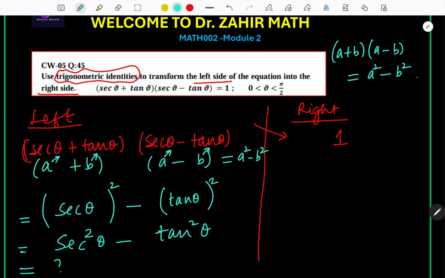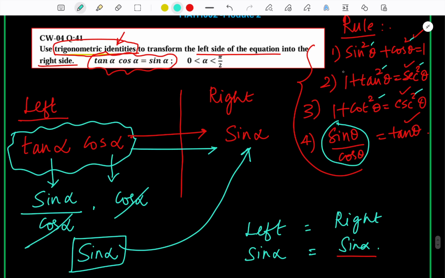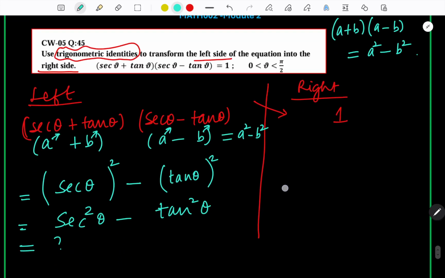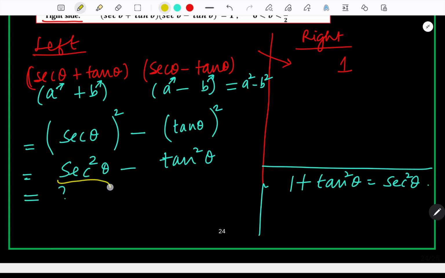What is this answer, teacher? Yes, for this you need to go to the identity. What did I say? 1 plus tan square theta is equal to what? Secant square theta. Let me take this identity. Now look, we want secant square theta minus tan square theta. So I'm going to take this tan square to the other side. So what happens? I'll get secant square theta minus tan square theta, right?